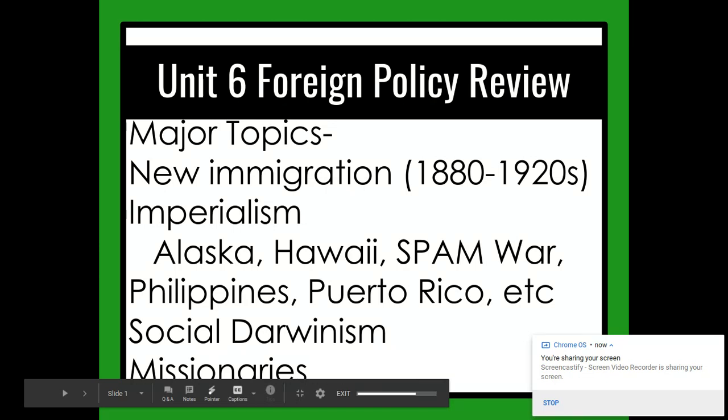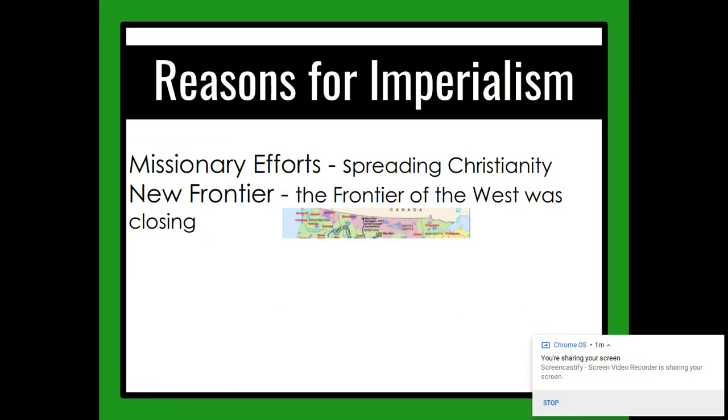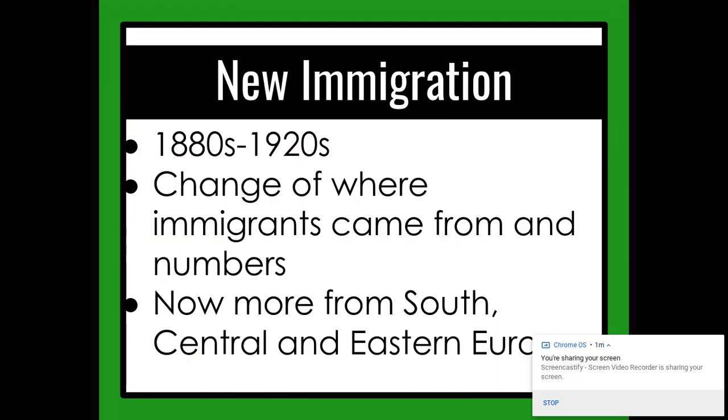So Unit 6 Foreign Policy Review, the major topics I want to talk about are new immigration and imperialism. So let's get started. One of the things that is evident concerning our foreign policy during this time period is that our restrictions on immigration are largely non existent. We do have one major example of restriction on immigration, and that's the Chinese Exclusion Act in the 1880s.